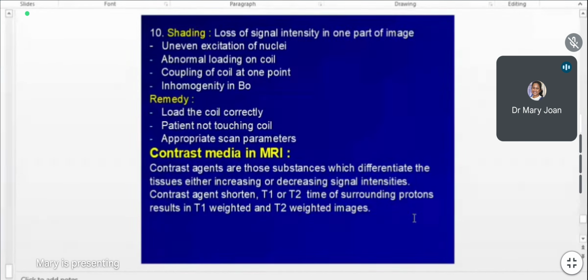Contrast media in MRI: contrast agents are those substances which differentiate the tissues, either increasing or decreasing the signal intensities. Contrast agents shorten the T1 or T2 time of surrounding protons, resulting in T1 weighted and T2 weighted images.